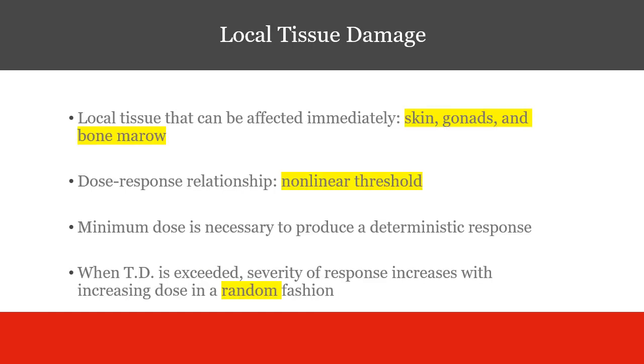When looking at local tissue that can be affected immediately, we're talking about the skin in terms of maybe things like erythema, the gonads with changes in menstruation or sperm count, and also bone marrow in terms of affecting the blood counts. The dose-response relationship has always been a nonlinear threshold where there is a certain dose it takes to cause a response. There is a minimum dose to cause a deterministic response, as I just said.